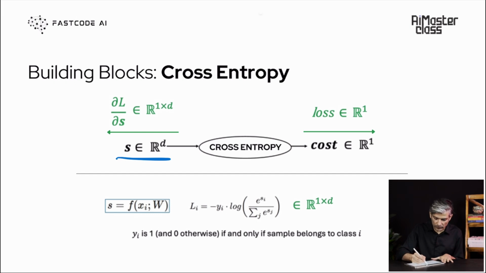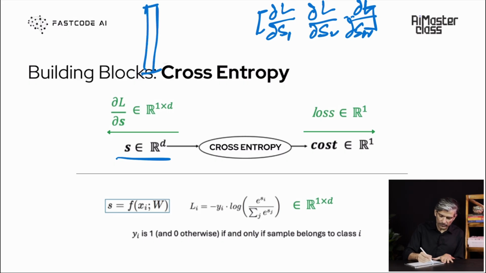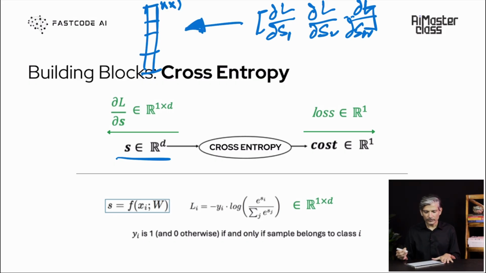So what does the gradient look like? The gradient is a row vector, and what is this row vector? It's dou L by dou S1, dou L by dou S2, and so on, all the way to dou L by dou Sn if we had n outputs of the last linear layer. So suppose this was n cross 1. The gradient that we're going to send back into this layer from the loss function is going to be of size 1 cross n.